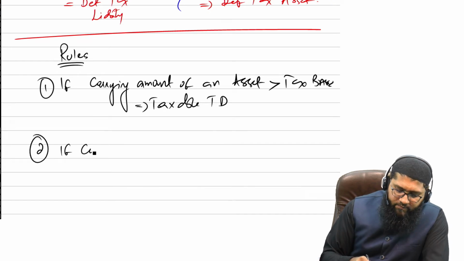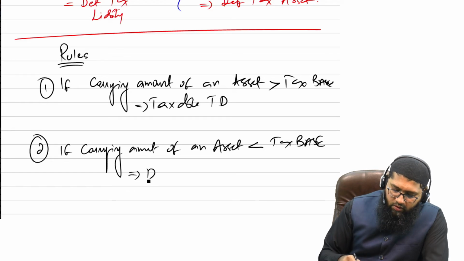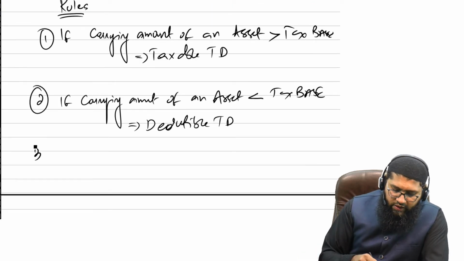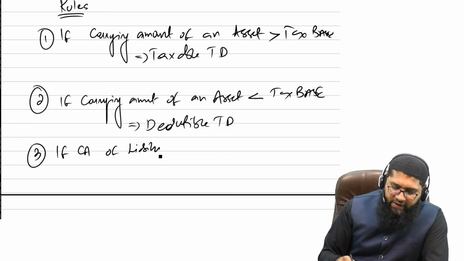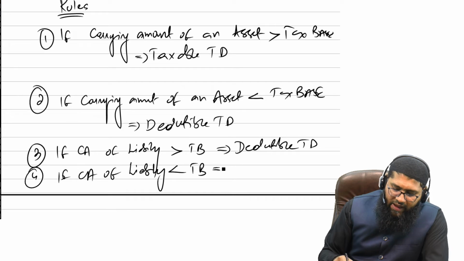The second thing is that if the carrying amount of an asset is less than its tax base, it's a deductible temporary difference. Third is that if the carrying amount of a liability is greater than its tax base, it's a deductible temporary difference. And the fourth one is if the carrying amount of a liability is less than its tax base, it's a taxable temporary difference.